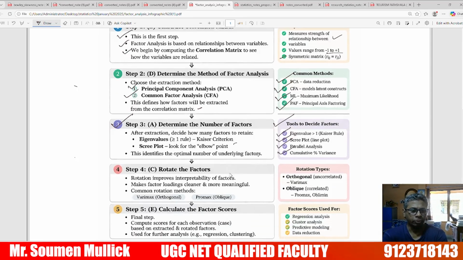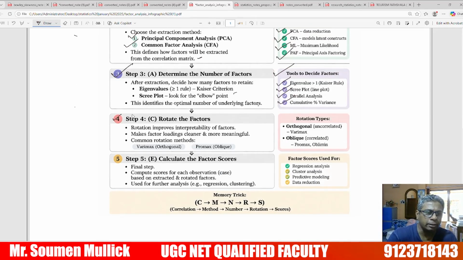Now step 4 is to rotate the factors. Rotation improves interpretability of factors and makes factor loadings clearer. The rotation types are orthogonal and oblique. Orthogonal means varimax, and oblique means promax. And step 5, calculate the factor score. This is the final step, computing the score for each observation, used for further analysis such as regression and clustering.